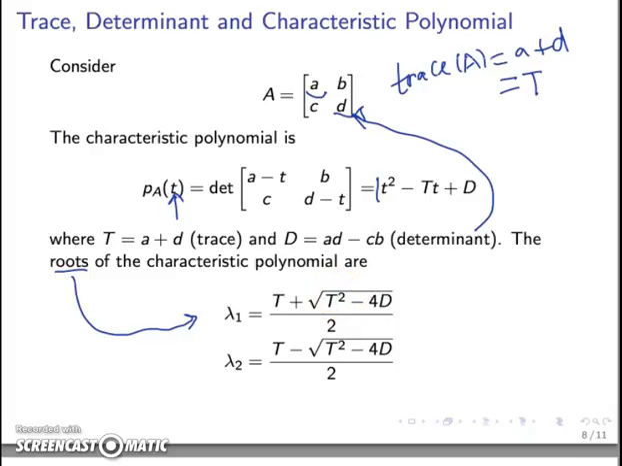In this case, it is T squared minus 4d. This T squared is the square of the trace, and this d is the determinant. This is negative 4 times the determinant. This may be a complex number with non-zero imaginary part, or it may be a complex number with zero imaginary part, which is what we would call a purely real number. The important thing is that in general, these eigenvalues are what we call complex conjugates.